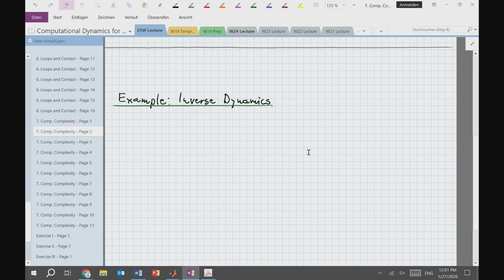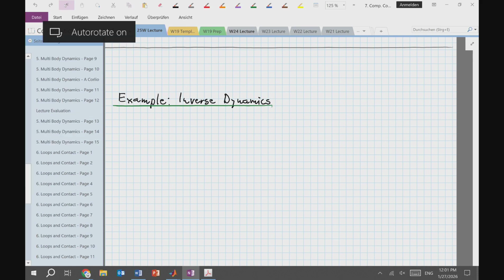Good. Let's do an actual mechanics example. Now that we have established what this order n notation means, the example that I want to do with you first is a very simple one. This is inverse dynamics, where we just rearrange our equations of motion in their canonical form to read tau equals M times q double dot minus f minus g. What's the computational complexity of evaluating inverse dynamics?